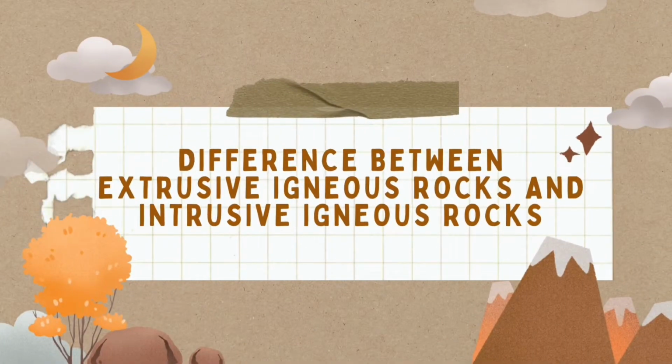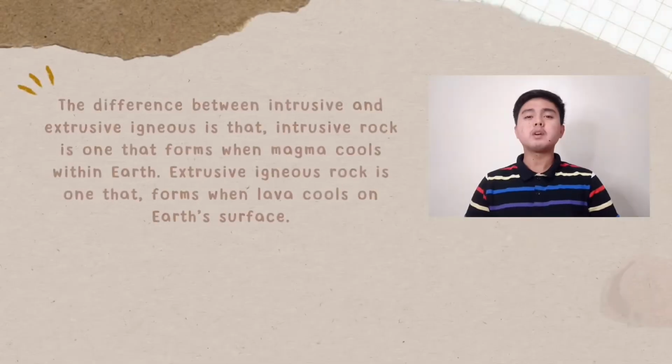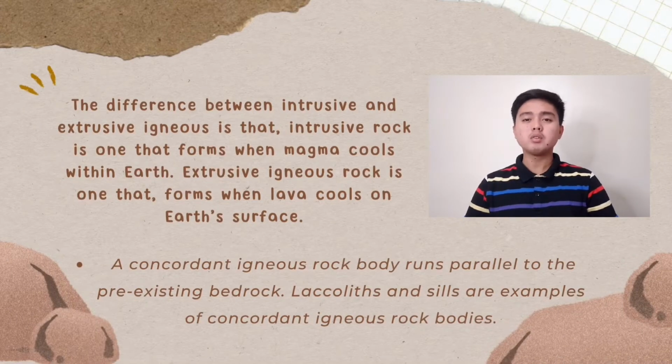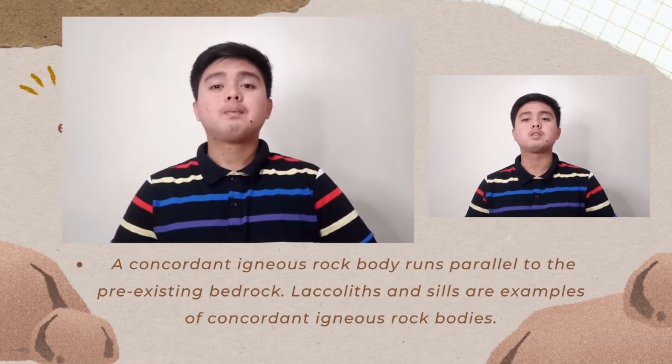What is the difference between intrusive igneous rocks and extrusive igneous rocks? The difference between intrusive and extrusive igneous is that intrusive rock is one that forms when magma cools within Earth. Extrusive igneous rock is one that forms when lava cools on Earth's surface.